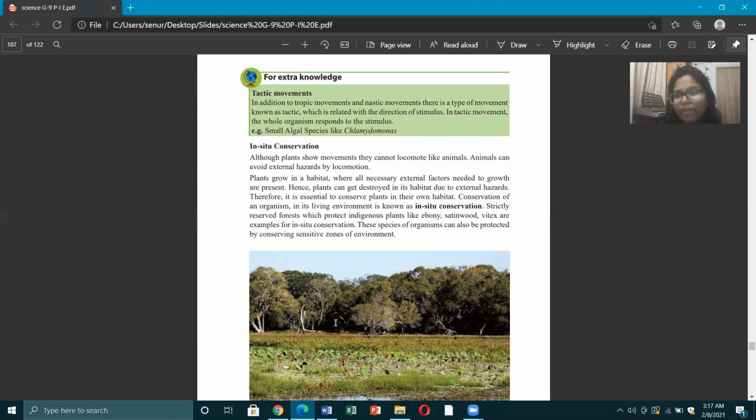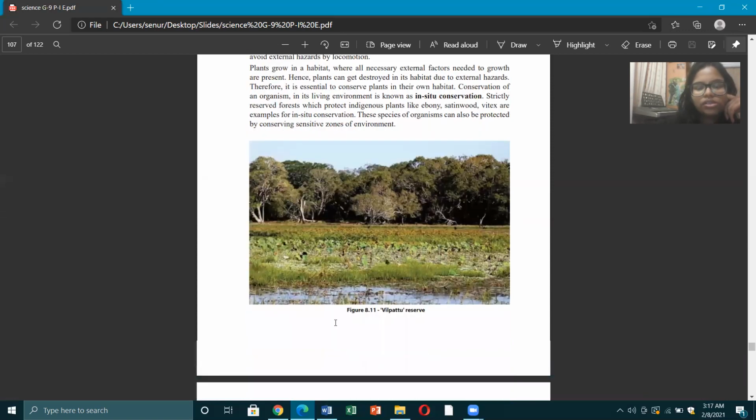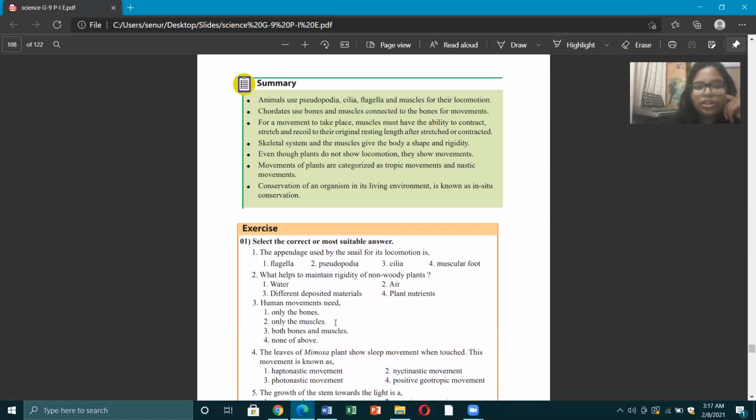If a fire suddenly comes, plants can't run away like animals and humans can. I mean, they only have movement, not locomotion. Plants can't walk. So if there is an external hazard, children, they'll get destroyed. If a fire comes, they'll burn. So we have to conserve the plants in their own habitats. That is in situ conservation, conserving the plants in their own habitat. Okay, so children, that's about it.